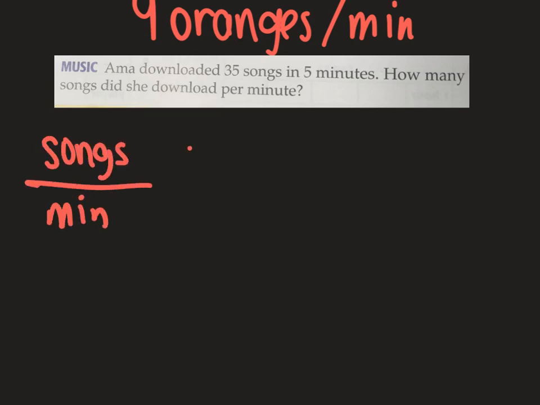Amma downloaded 35 songs in 5 minutes. Wow, she has good Wi-Fi. How many songs did she download per minute? Oh, hey, this already tells us. Songs per minute. We didn't even have to think about this one. We want songs per minute. How many songs? 35. How many minutes?